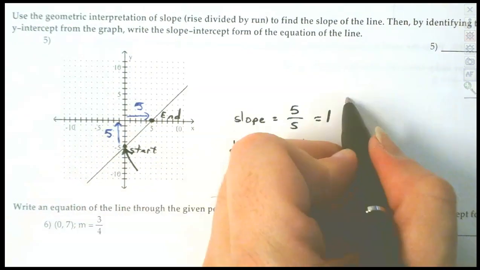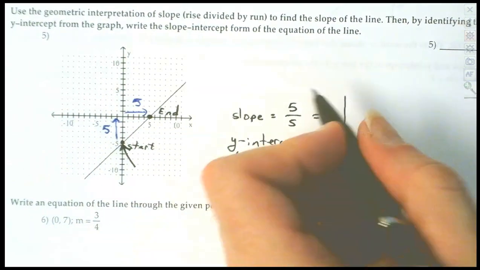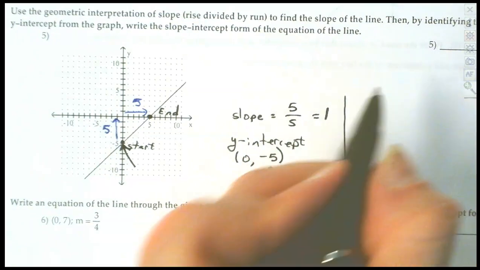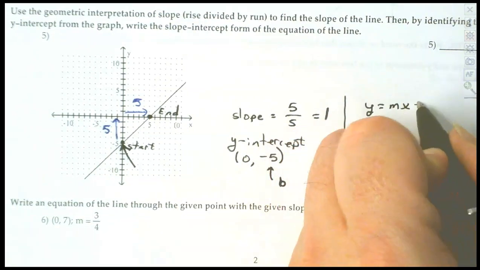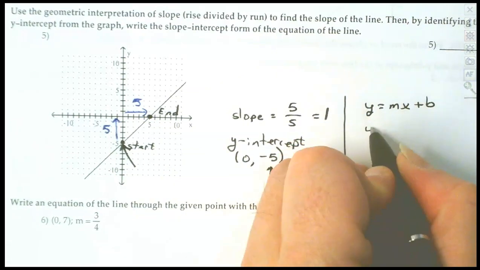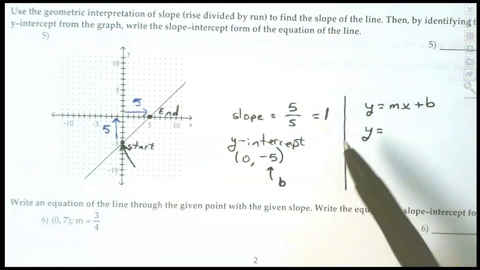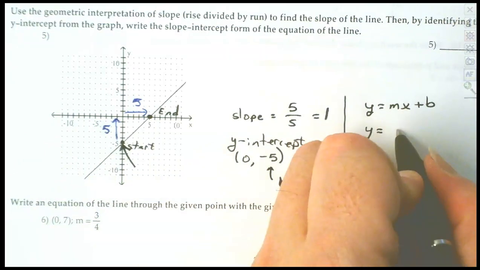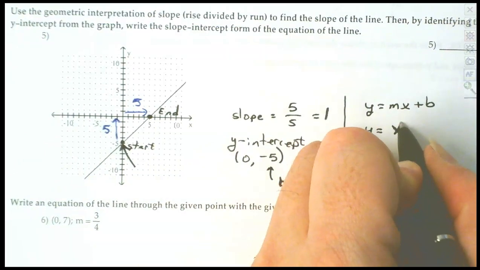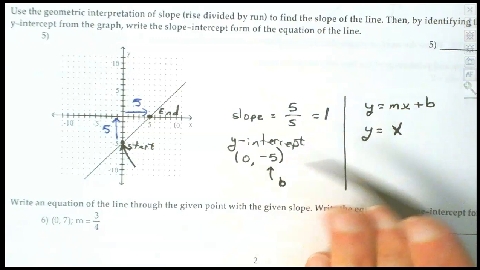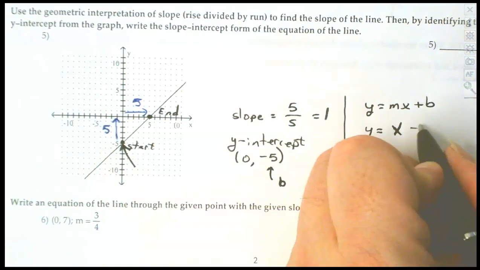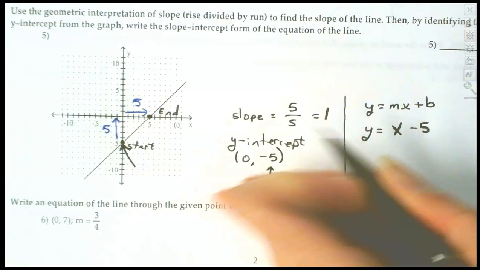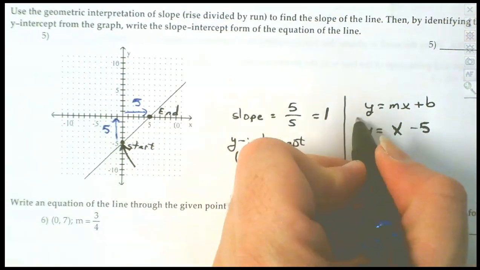So what's our answer going to look like? Well, we're going to put it in slope-intercept form. So we have y equals mx plus b. So now what do we know about our m? Our m is 1. We don't have to write the 1, so we'll just bring the x down. And what is our b? Our b in this case is a minus 5. So there is your answer in slope-intercept form.